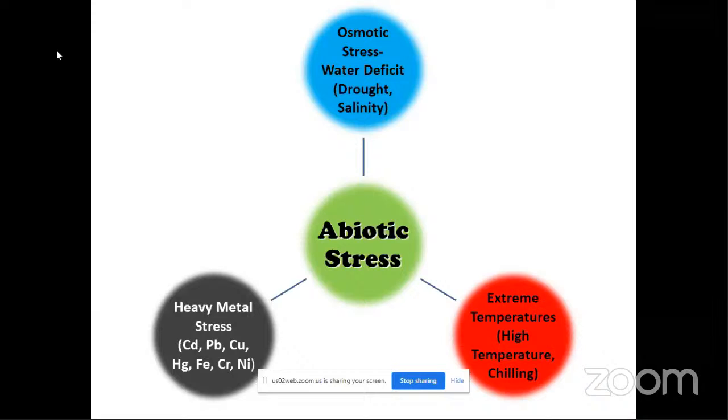The area in which I am more concerned is environmental stress. Abiotic stress covers different areas: osmotic stress, water deficit, drought, salinity, heavy metal stress, and extreme temperature, high temperature or chilling. Of these, I am more focused on drought and salinity, mostly salinity, and also the heavy metal stress. I don't work much on extreme temperature, because chilling is not a problem in India. Of course, high temperature is a problem, but chilling is not in this part of the world.